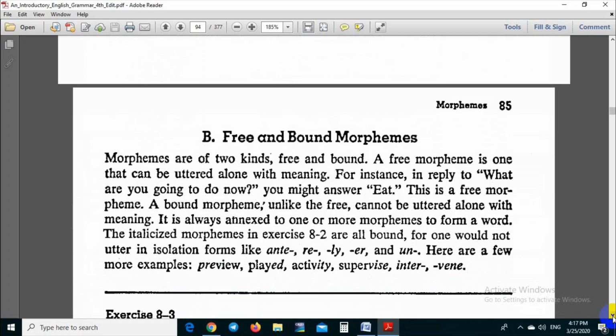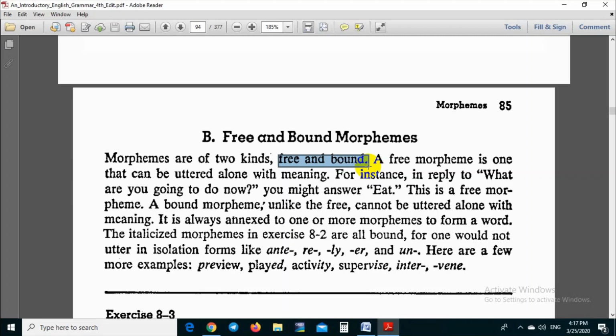Free and bound morphemes. Morphemes are of 2 kinds, free and bound. A free morpheme is one that can be uttered alone with meaning. For instance, in reply to what are you going to do now, you might answer eat. This is a free morpheme. A bound morpheme, unlike the free, cannot be uttered alone with meaning. It is always annexed to one or more morphemes to form a word.